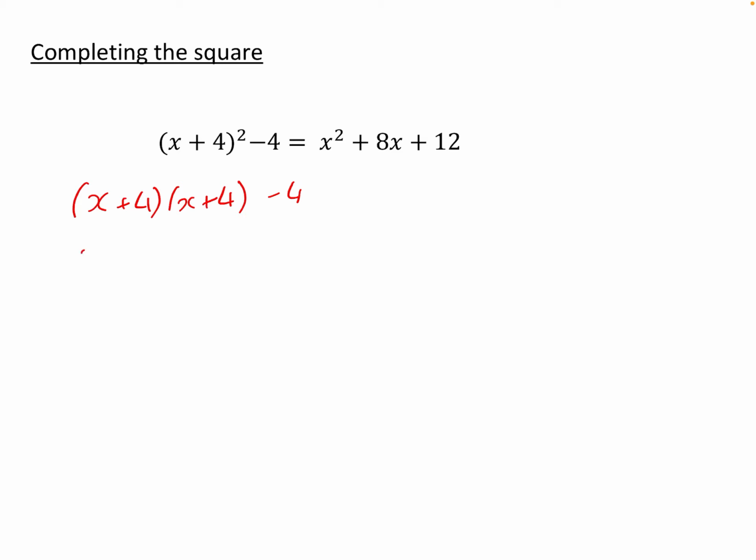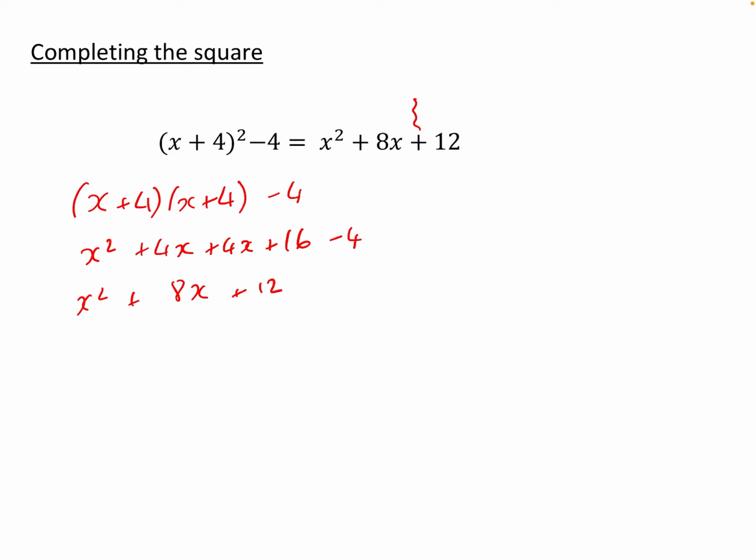Expanding these two brackets will give me x squared plus 4x plus 4x plus 16, and then I've got that subtract 4 on the end. Combining like terms, I get x squared plus 8x plus 12. So you'll notice this is in fact correct. It does give me the original equation up here. But the question is, why is this number not subtract 16? And how did we get negative 4?